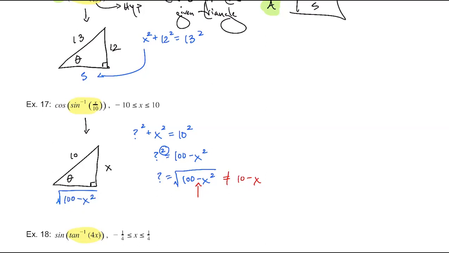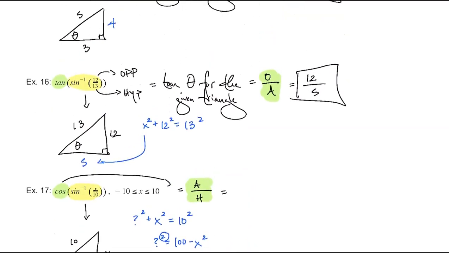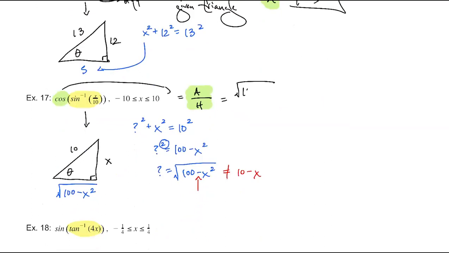We can still say, oh, the outside wants us to find the cosine, which means we want the adjacent over the hypotenuse. That's the definition of cosine. What's our adjacent side? Well, square root of 100 minus x squared. Looks gross, but that's what it is. And my hypotenuse is just 10. That is as far as we can simplify this particular answer.